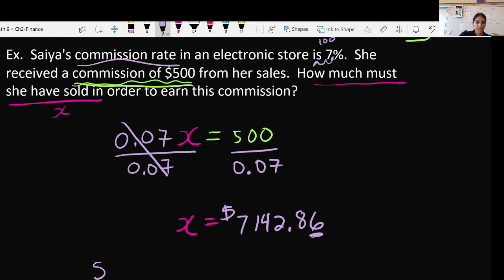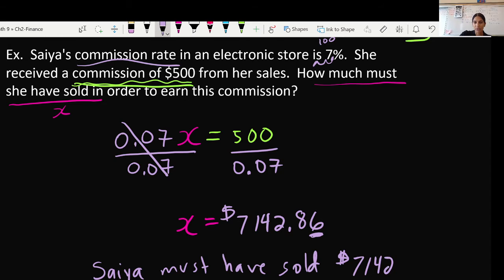So we put this in a sentence because we want to show that we've understood what we just calculated. Saya must have sold $7,142.86 worth in order to get $500 of commission. So there's the first one.